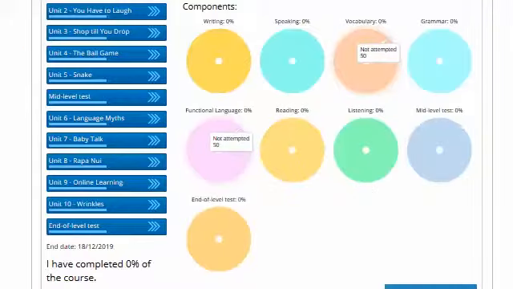We are now going to have a look at one unit of the General English course. Each unit is structured in exactly the same way, so once you are familiar with the structure of one unit, the rest will look the same. We are going to look at Unit 4, the ball game.